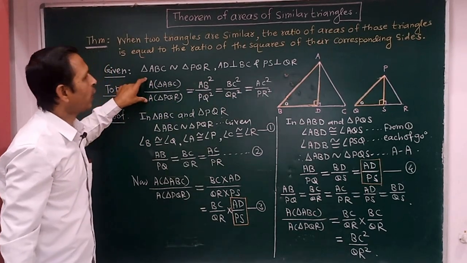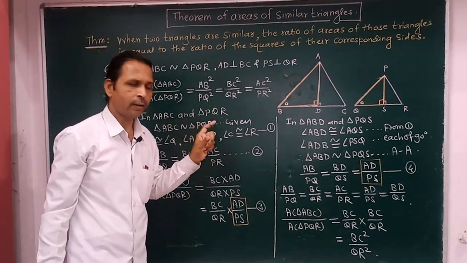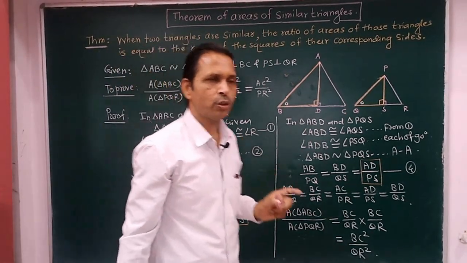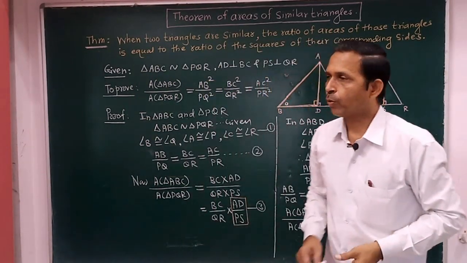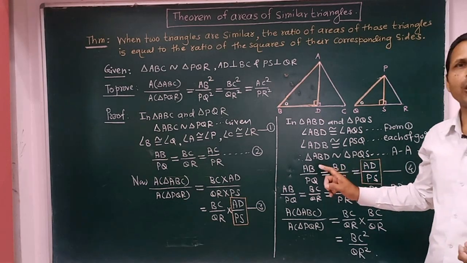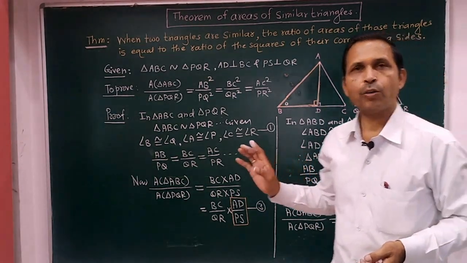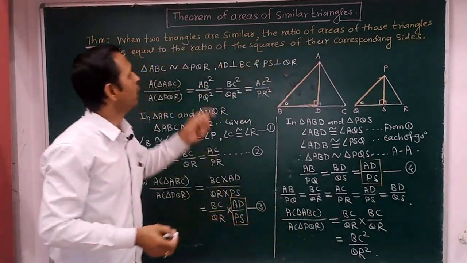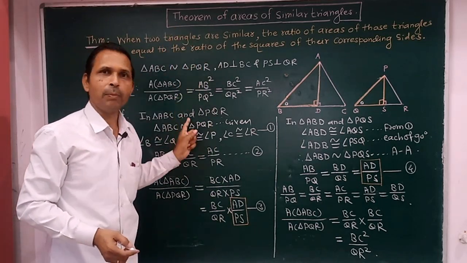Now when the two triangles are similar, then the ratio of the areas of these two similar triangles is equal to the ratio of the square of the corresponding sides. Now this is the theorem of areas of two similar triangles.